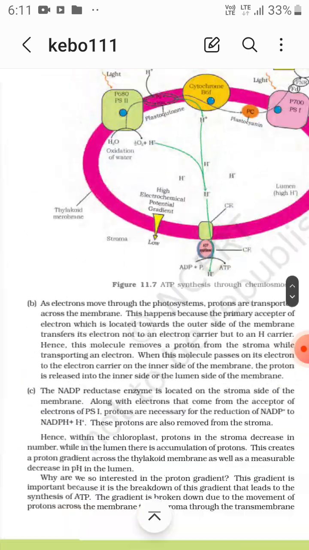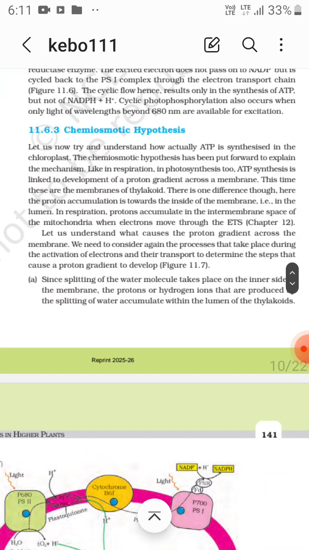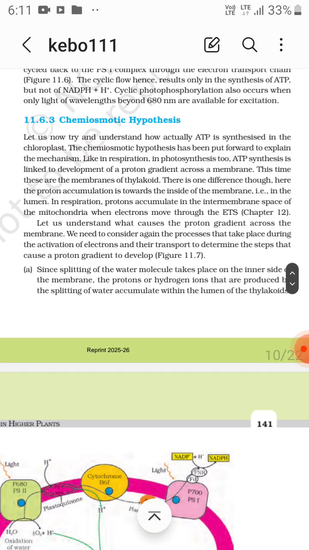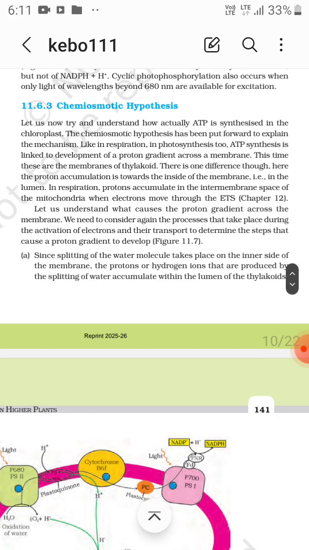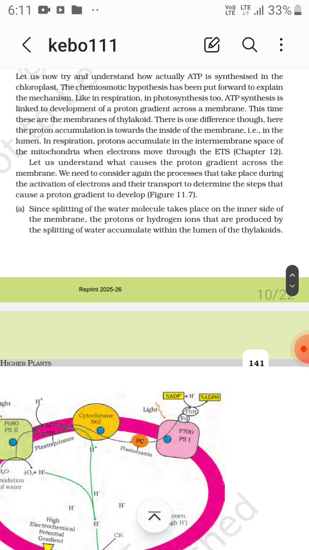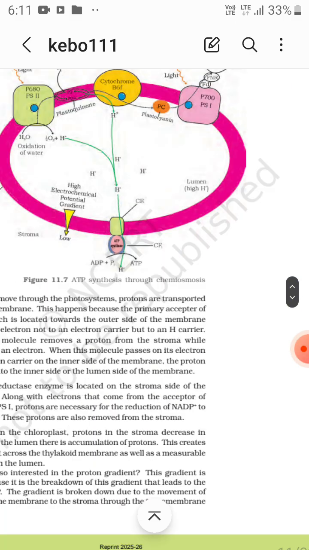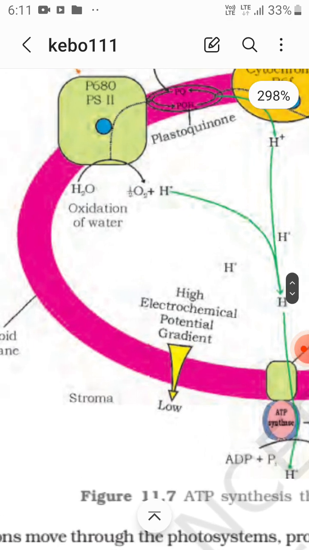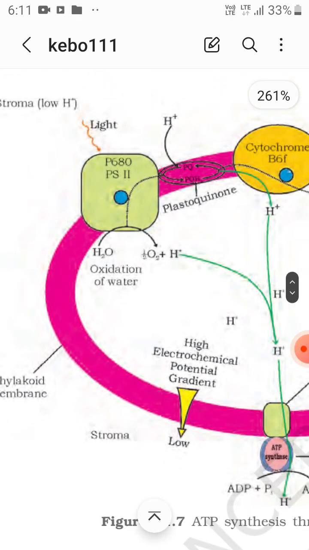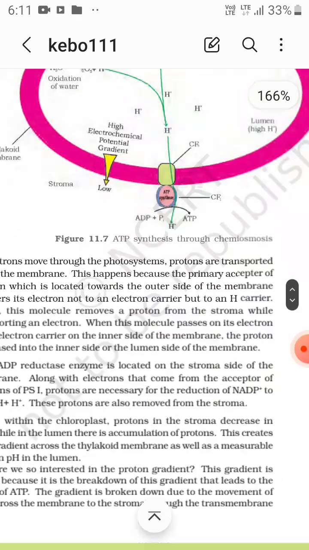Now, the three reasons how this proton gradient builds up. Since splitting of the water molecule takes place on the inner side of the membrane, the protons or hydrogen ions that are produced by the splitting of water accumulate within the lumen of the thylakoids. So this is the one reason. As you can see, H2O, that is oxidation of water to O2 plus H plus.